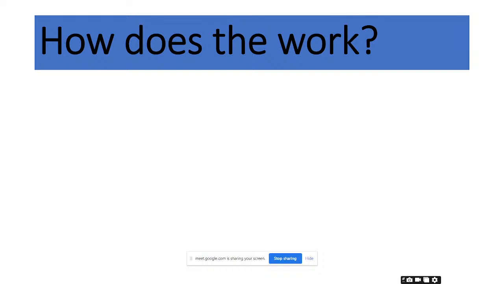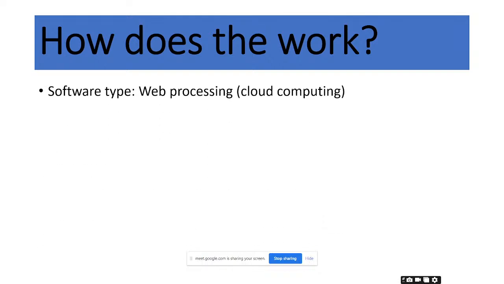When I write the code, I can write it in Python, in JavaScript, or in the R programming language. This code sends a message to the Earth Engine server, and in a matter of seconds the server sends you a response. This type of software is web processing, or cloud computing. It is a cloud-based platform.